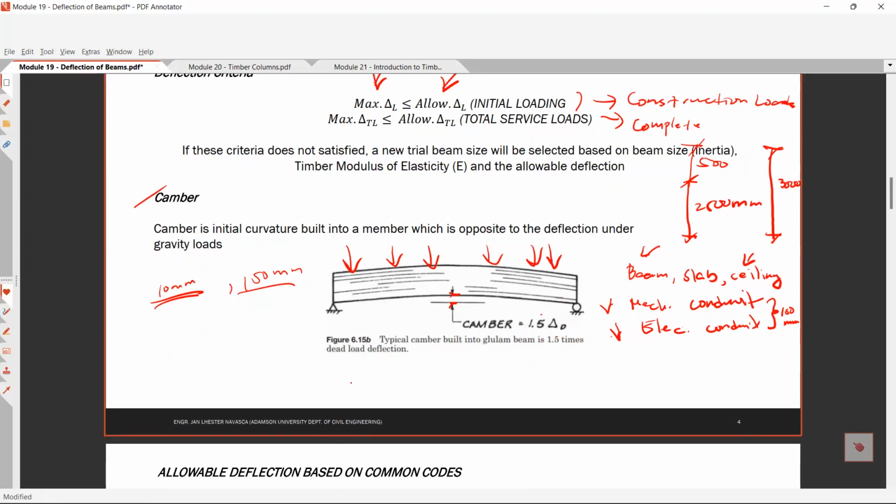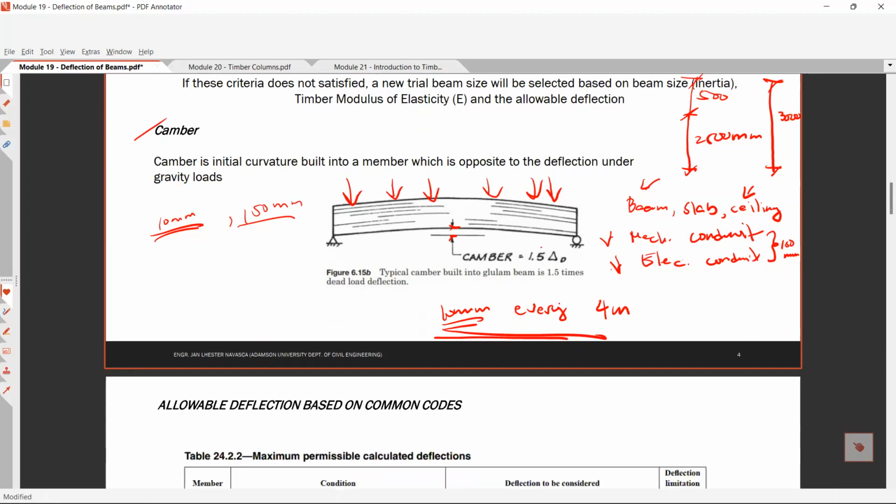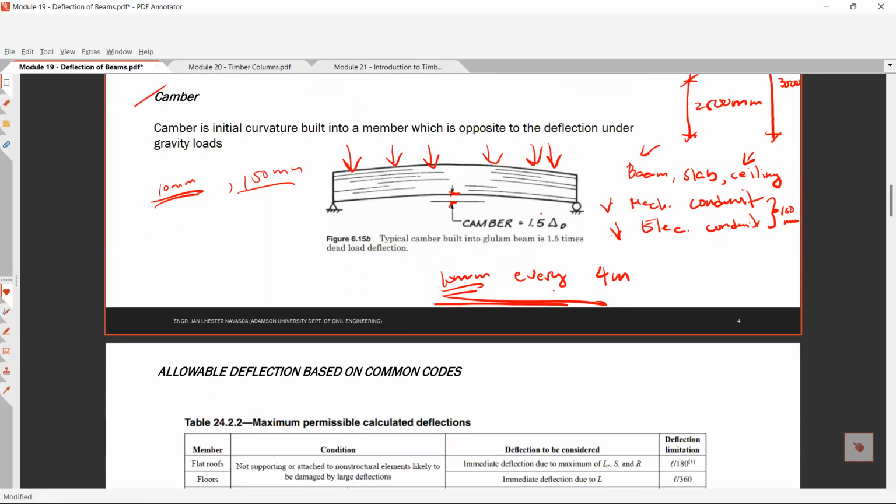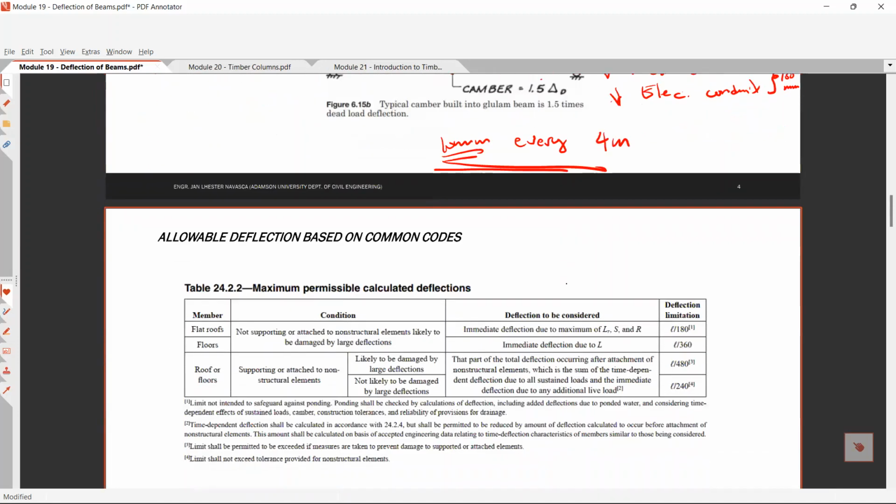And also, pag magka-cambering tayo, meron kayong tinatawag na general notes sa reinforced concrete. Additional lang din to. So, meron yung typical general notes na every 4 meters, kailangan mag-camber sa kanilang formworks ng 10 millimeters. So, 10 millimeters every 4 meters. Default yan. Pag nandyan na kayo sa site, makikita nyo na nagka-cambering yan ng 10 millimeters every 4 meters.